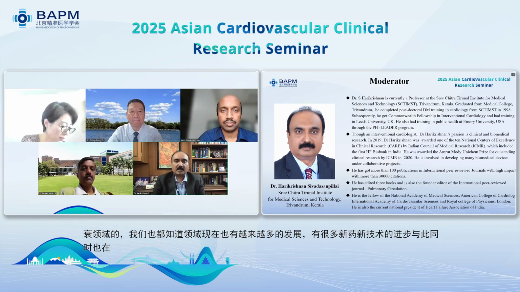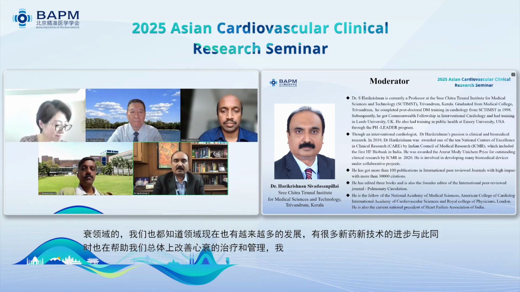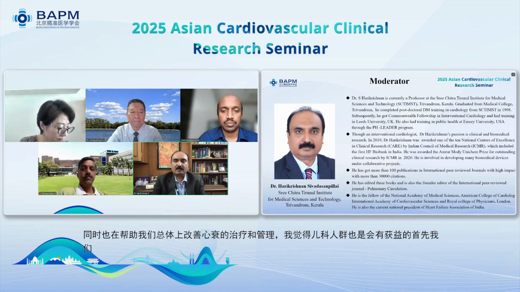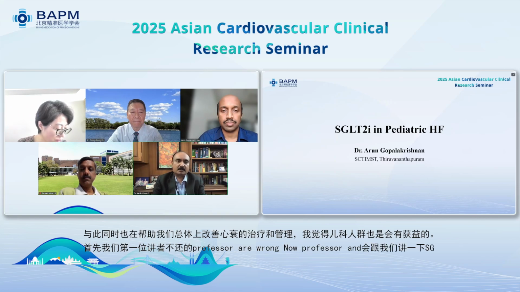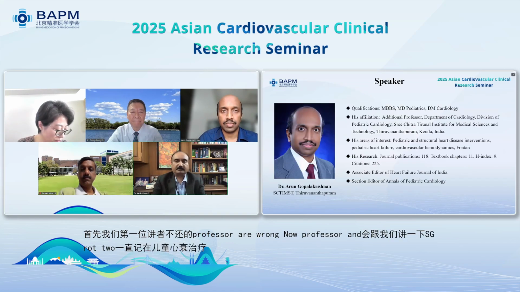So the first talk will be by Dr. Arun Gopalakrishnan, who is additional professor in cardiology at Sri Chitra Institute in Trivandrum. He will be speaking on SGLT2 inhibitors, basically dapagliflozin in pediatric heart failure. Over to Dr. Arun. Thank you.